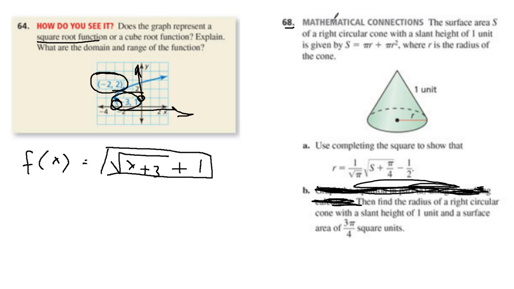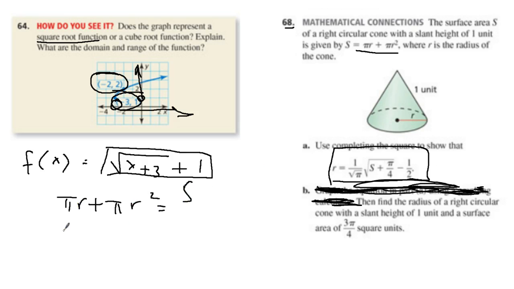Next, 68 mathematical connections. The surface area S of a right circular cone with slant height of 1 unit is given by this formula, where r is the radius of the cone. Use completing the square to show this. So I'll do it. Pi r squared plus pi r is equal to S. So we need to find r, and in order to find r, we need to complete the square.